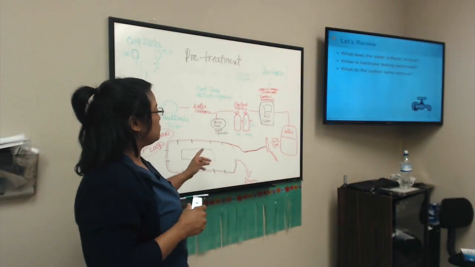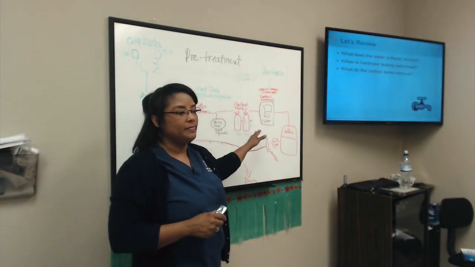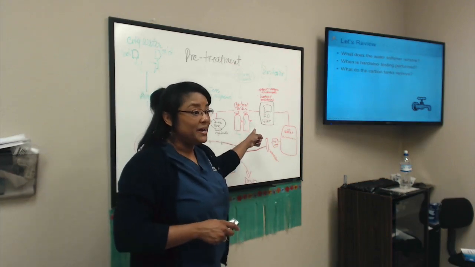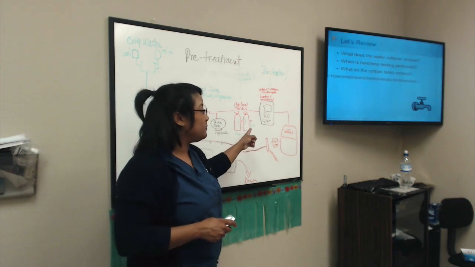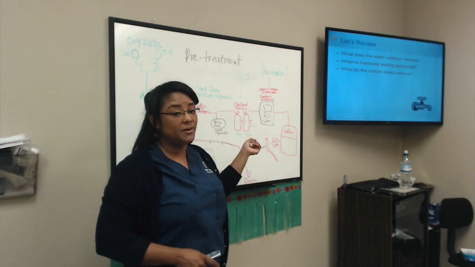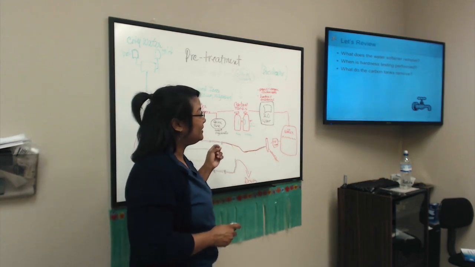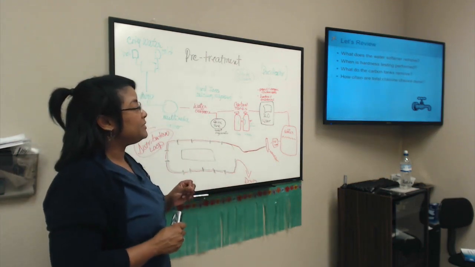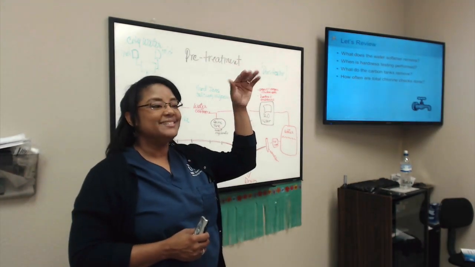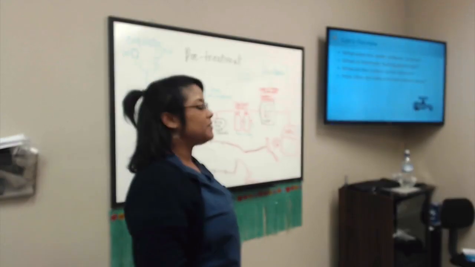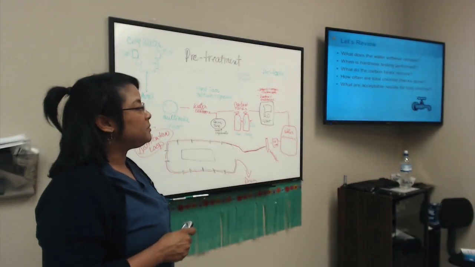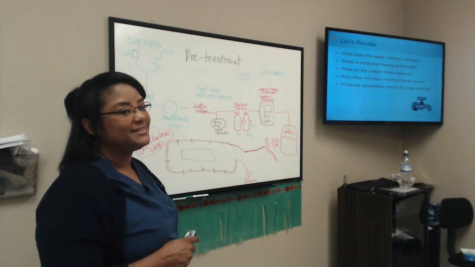What do the carbon tanks remove? The twins? Chlorine. Chlorine and chloramine. This one is the most important one that we're going to be checking during the day. And this one, you may be the one testing this one, okay? So how often are total chlorine checks done? Prior to treatment and every 4 hours. Don't forget that, okay?